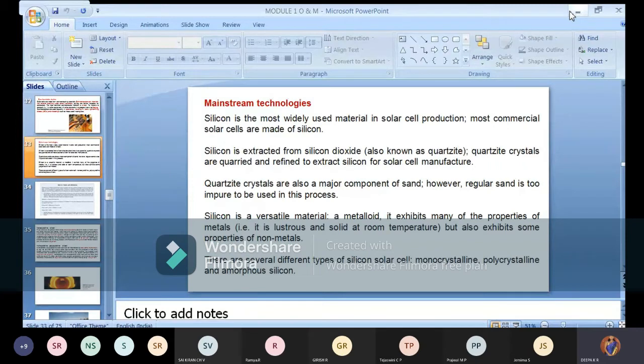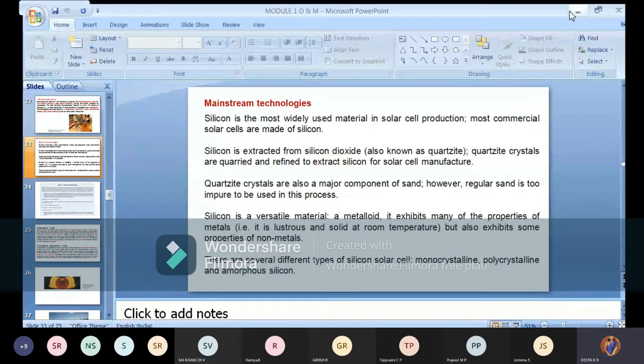So it looks like chemistry. Of course, it is necessary to know how we are extracting the silicon. Quartzite crystals are also a major component of sand. However, regular sand is too impure to be used in this process. Of course, right? You'll say we are finding sand. Of course, sand is also too costly, because whoever is constructing a house knows how much the price is and how many illegal activities are happening for sand. But that sand is not good for taking out your silicon material.